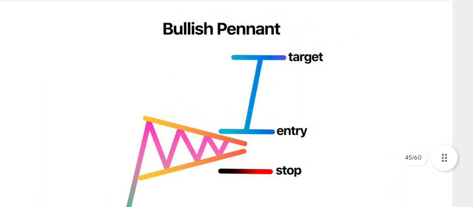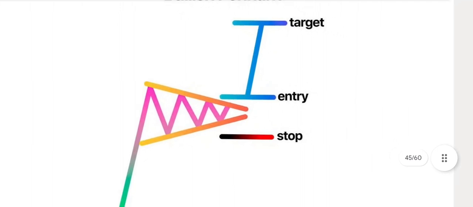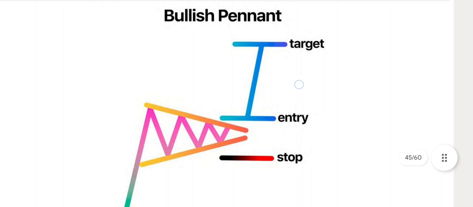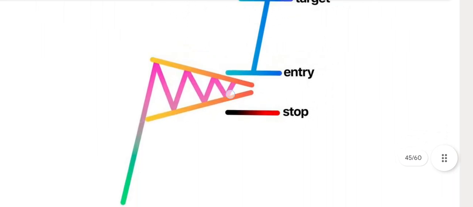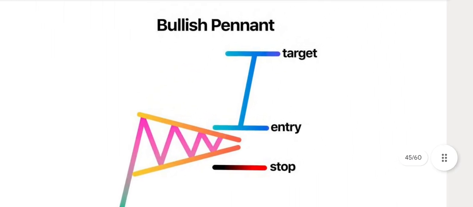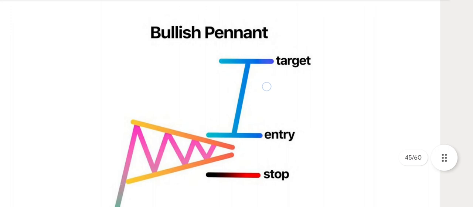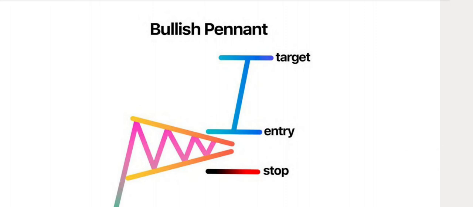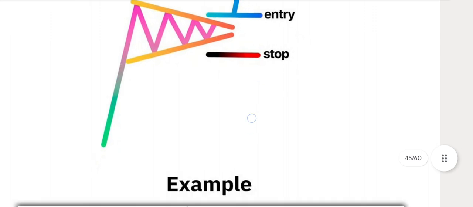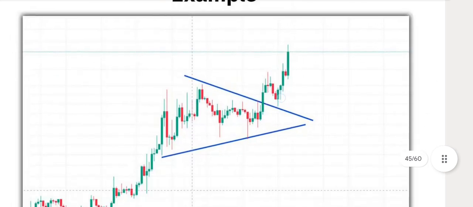I know most of you have never heard of this kind of strategy. You have a stop loss, entry point, and a target. It looks like a bullish flag, something like that, but it's called a bullish pennant. And then a stop loss, entry point, and a target. Remember to use a ratio of 1 is to 3. An example on our charts.